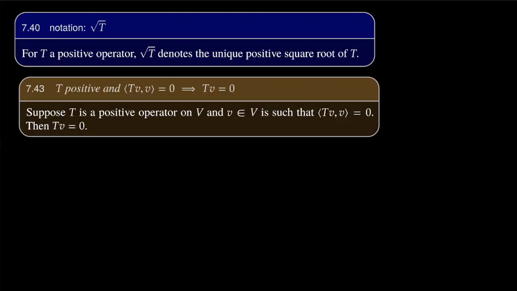Okay, to finish things off, no difficult or tricky proofs, just a little bit of notation, a basic fact, and then we'll do an example just to wrap it up and make sure everything's hitting home. So the idea is that if you have T, a positive operator, let's denote by square root of T the unique positive square root of T, since after all, as we just showed, there is one and only one such positive square root. This tells us nice stuff, like for example, if T is positive and the inner product of Tv with v is equal to 0, then Tv is equal to 0.